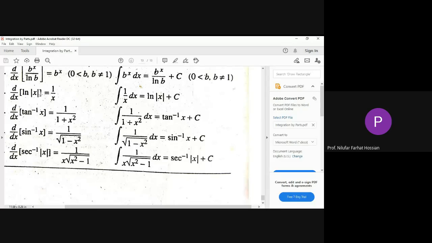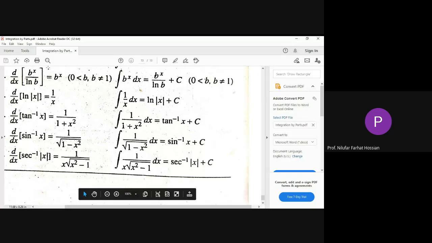The derivative of ln x is 1 over x, d/dx of tan inverse x is 1 by 1 plus x square, d/dx of sine inverse x is 1 by root over 1 minus x square, and d/dx of sec inverse x is 1 by x into root over x square minus 1. And these integrals are just the opposites of this.